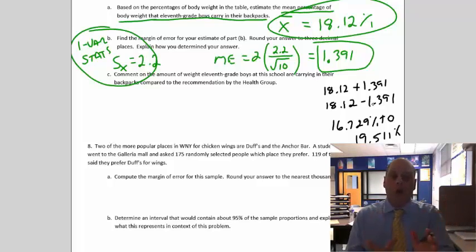So even on the low end of our interval, remember the interval is 95% confident. We're very confident that the average percent of body weight is in that interval, 16.7 to 19.5. It's very likely that they are over the recommended percentage, which was 15%. So that's what we're going to say.